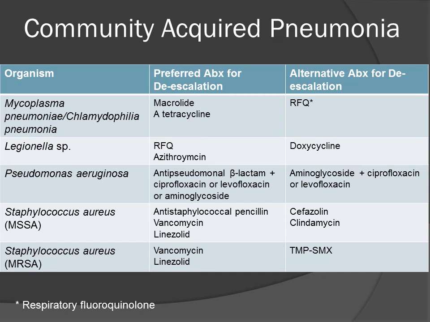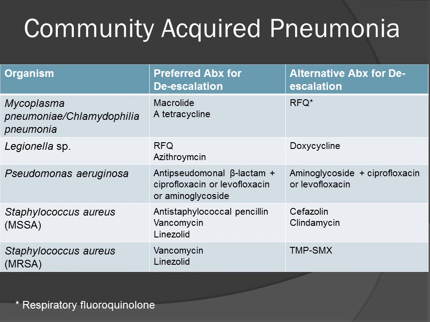So when we think about community-acquired pneumonia, some of the other organisms are Mycoplasma pneumoniae or Chlamydia pneumoniae. Preferred antibiotics for de-escalation would be macrolides or a tetracycline such as doxycycline or minocycline. Alternative antibiotic, if you've got an allergy, would be a respiratory fluoroquinolone. For Legionella species, you can use the respiratory fluoroquinolone or azithromycin. Alternative would be doxycycline.